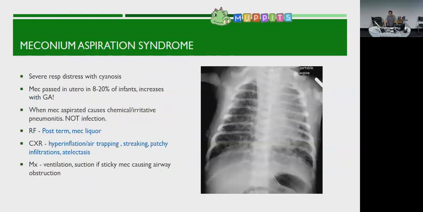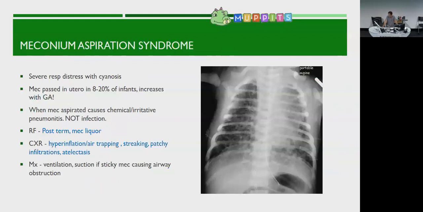Generally, remember that meconium is the baby's first poo, and the older the gestation the baby is, the more likely they'll pass it in utero, aspirate it, and then get an irritative pneumonitis from it. So meconium aspiration to begin with, I thought it was an infection of the lungs. It's not, it's just the initial irritation that they get.